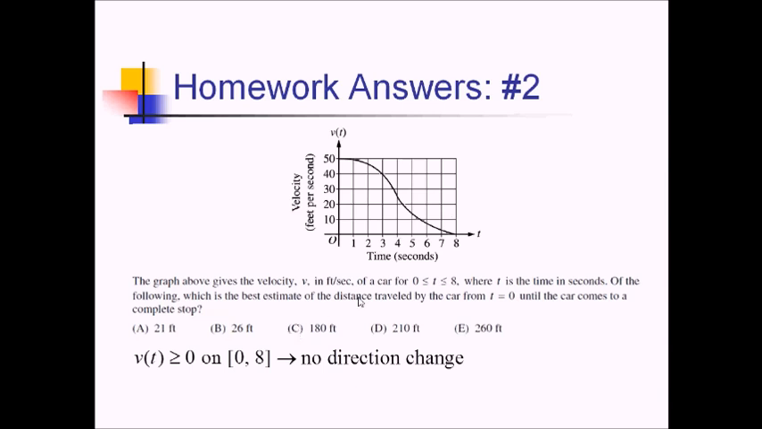So we just take the straight-up integral of velocity from 0 to 8, and we unfortunately don't know the exact velocity function. We have a picture of it here, though, so we can approximate this by trying to find the area under the curve here.